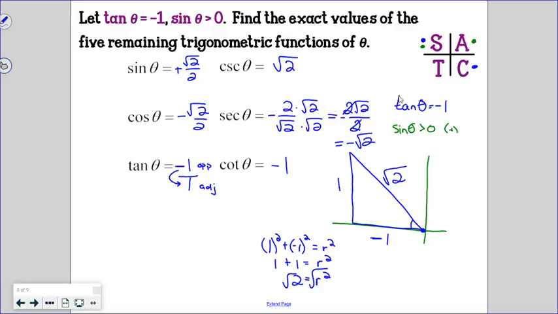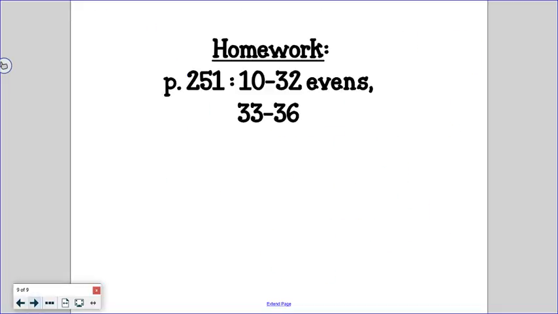Biggest thing I want you to get out of today's stuff, getting to the correct quadrant. How do we draw a triangle into that quadrant? Any questions for me? All right. Your assignment is out of the book.